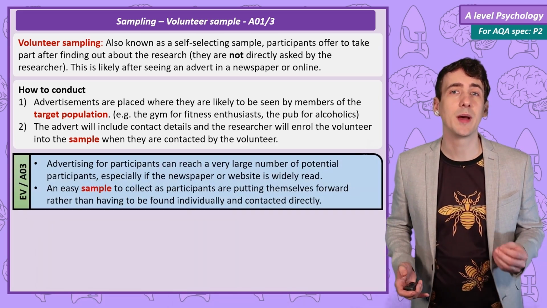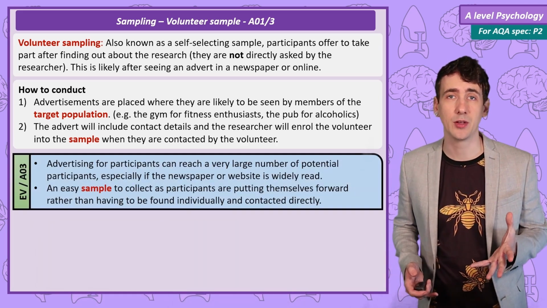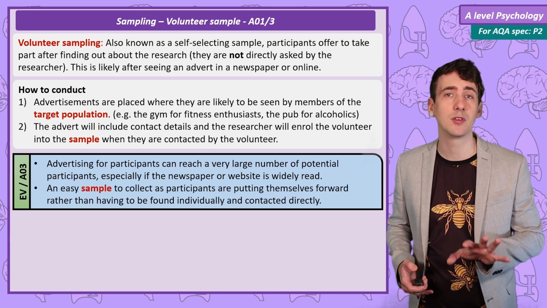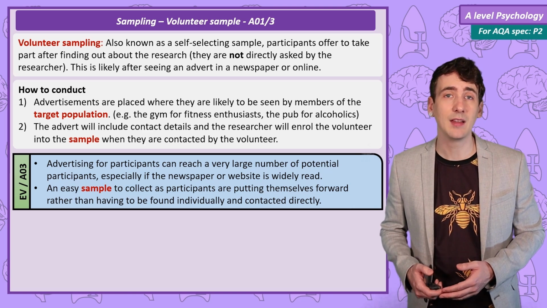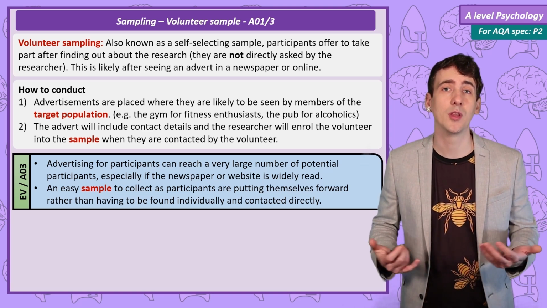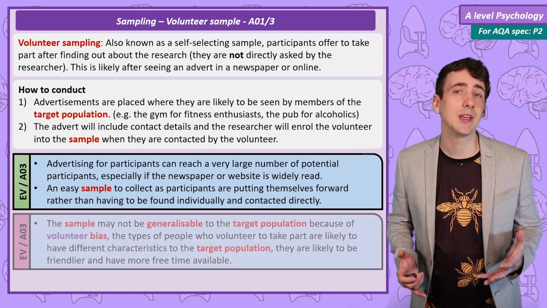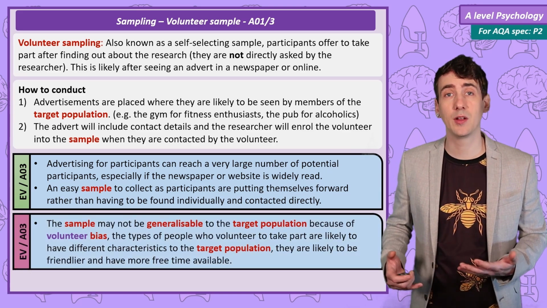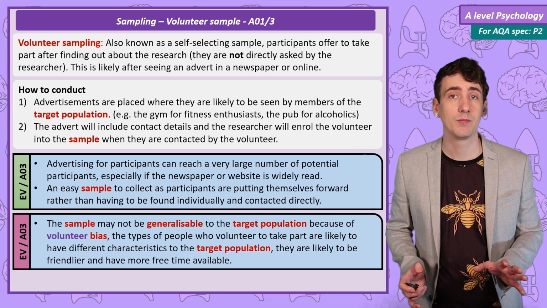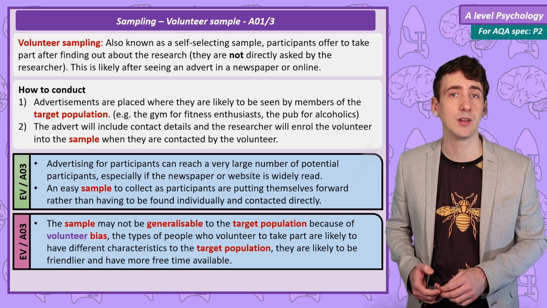So a strength of this is by using an advertisement, especially in a popular newspaper or social network, the researcher can reach a large number of potential participants. And it's relatively easy to collect, as after placing the ad, the participants are putting themselves forward. But we do have the issue of volunteer bias. People who volunteer for studies are a certain type of person. They're of course helpful, and they have time to take part in psychology studies.